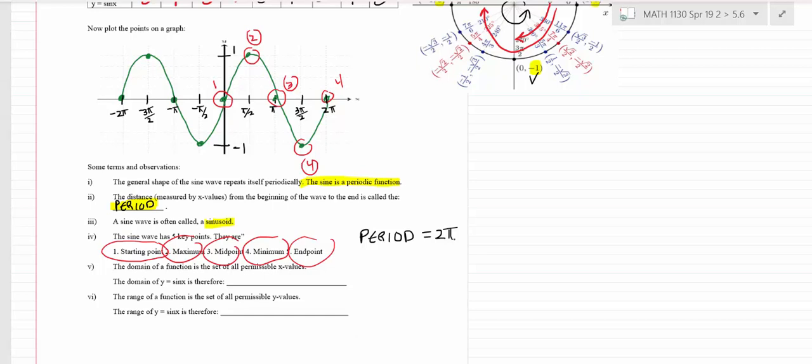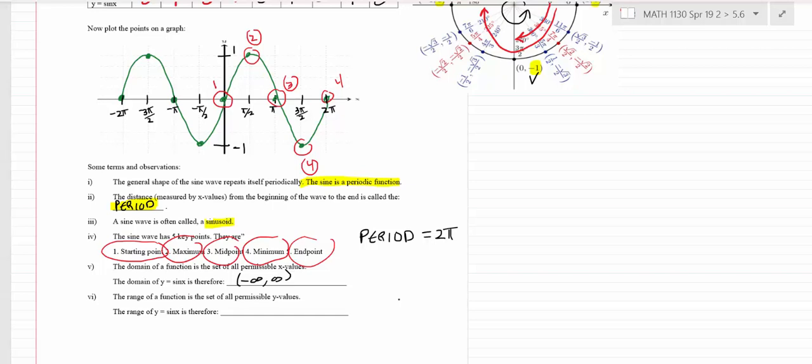Okay, 5 key points. You're going to find that every trig function that I teach, we're going to always talk about 5 key points that define that period. Okay, the domain on a sine is all real numbers. If you look at the unit circle, you always get an answer. You never divide by 0. Trig functions are undefined when you divide by 0. And since the sine is the y value, it's always defined. Okay, there's no breaks in the graph.